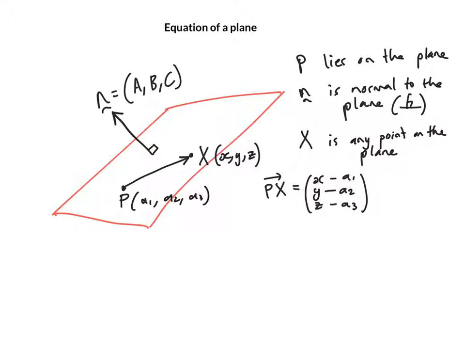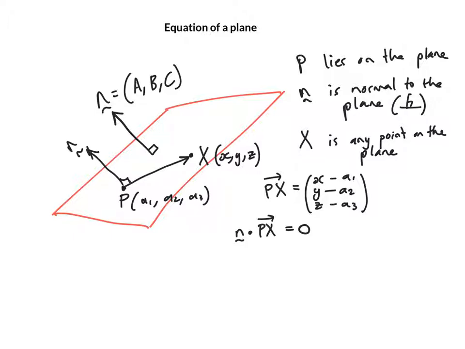Now, what can we say about PX and n? Well, remember, n isn't tied to a particular point. n is just a vector that's normal to the plane. It can be anywhere we want. You can imagine that n could also be over here as well. And n and PX are going to be perpendicular to each other. That means that if we take the dot product of those two, we're going to get 0.